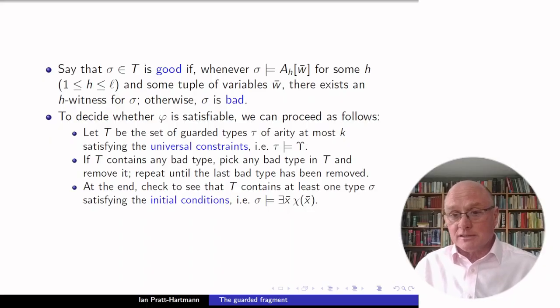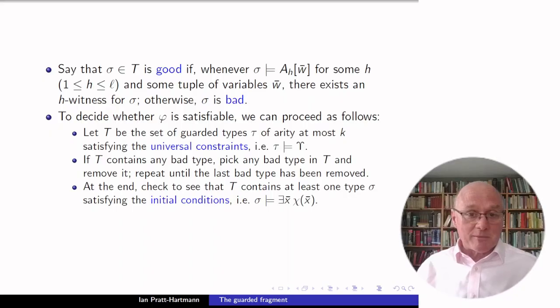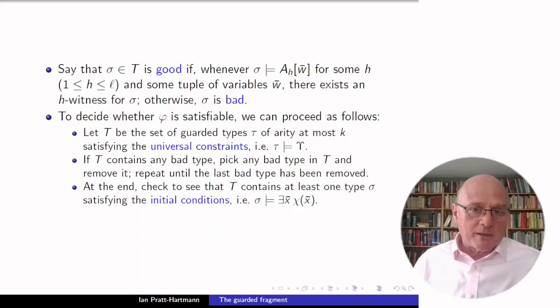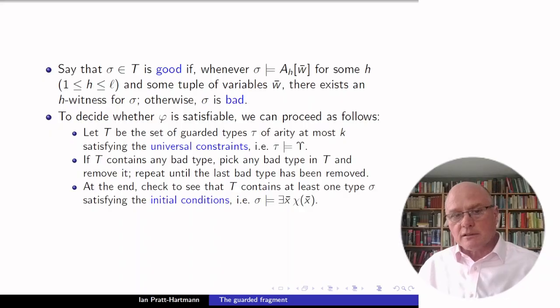Notice that when we do this, types which were previously good may become bad because we may have removed things which were witnesses for them. I mean, sigma might have contained a tuple w bar, which has a nice witness tau, but we may then have removed tau because tau itself was bad, and then sigma may become bad. So as we keep removing bad types from the set T, previously good types may become bad. We'll just keep going until we can't remove any bad types.